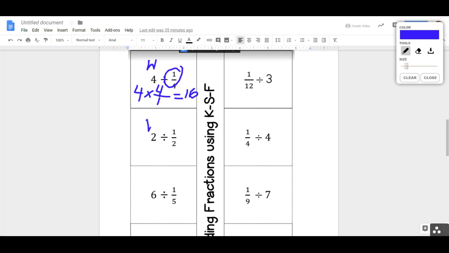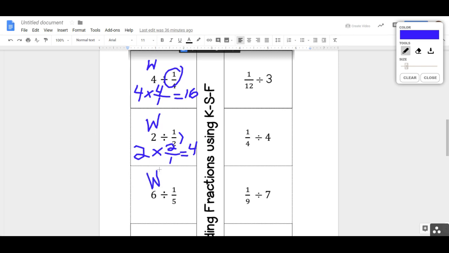Next one starts with the whole, which means my answer should be a whole. I'm going to keep the 2. I'm going to switch the symbol, and I'm going to flip the fraction. And since I started with a whole, my answer should be a whole. 2 times 2 is 4. So in essence, if I had 4 whole cakes sitting on my cabinet and I was told I had to cut them each in half, how many pieces would I have? 4.